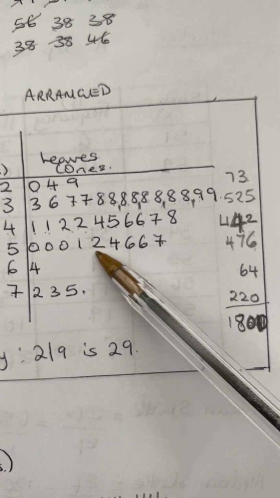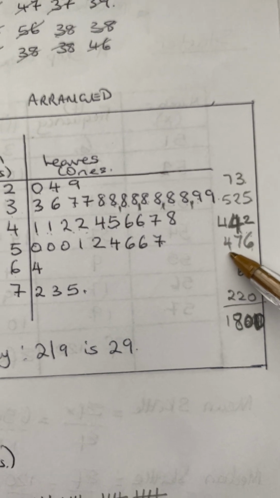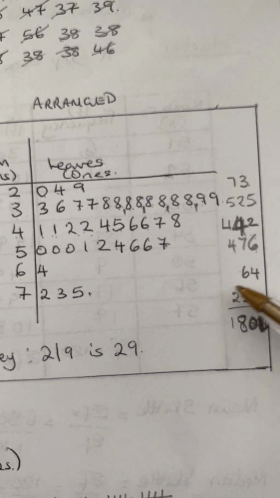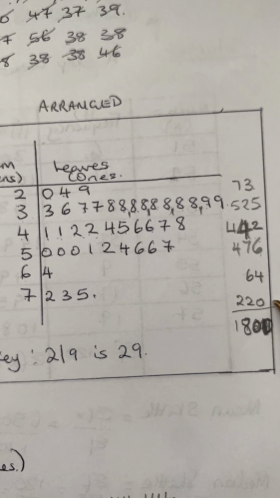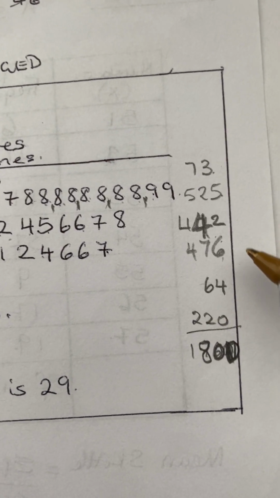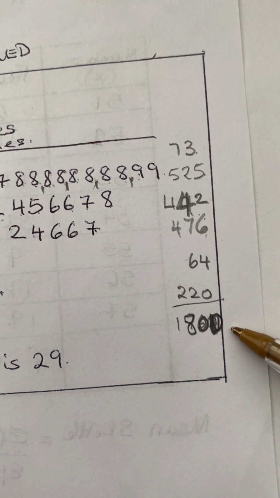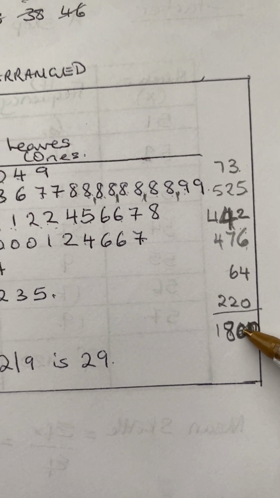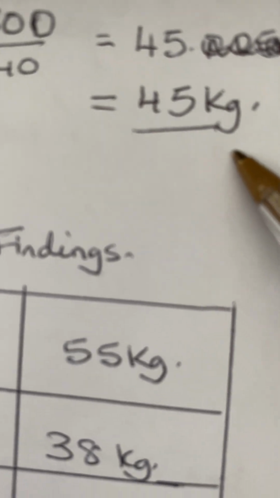If you add everything in the 50s row, you get 476. 64, you repeat 64. In the 70s row, you have 222, 220. So if you add all these numbers up, you have 1800. Now your 1800 you divide by 40, and you get 45.